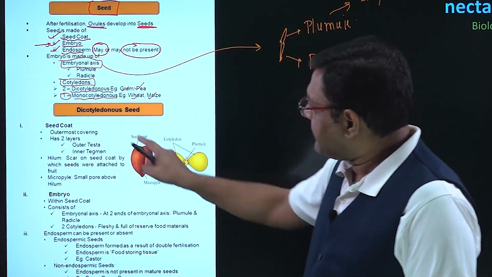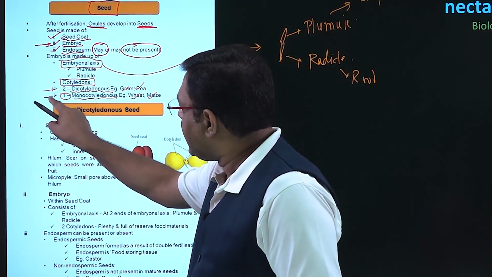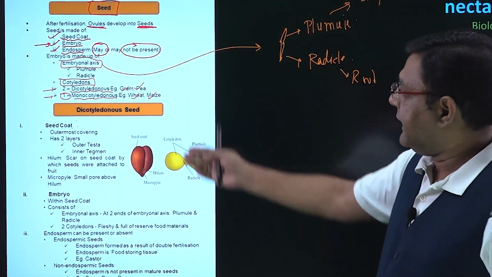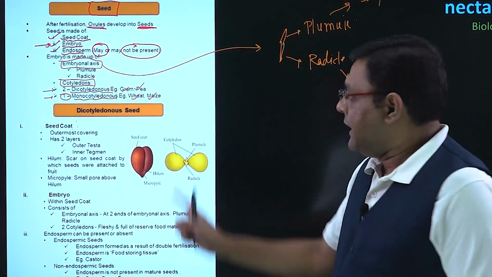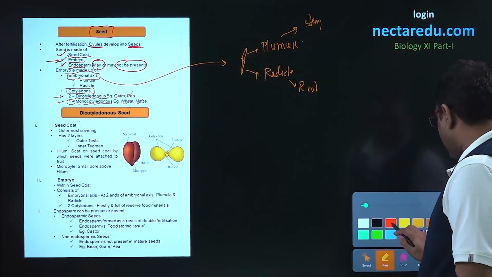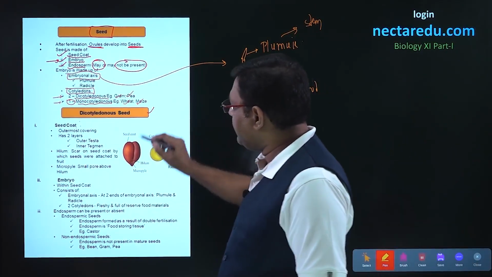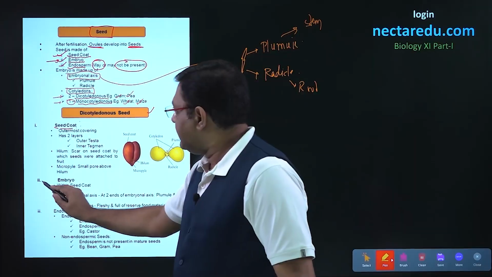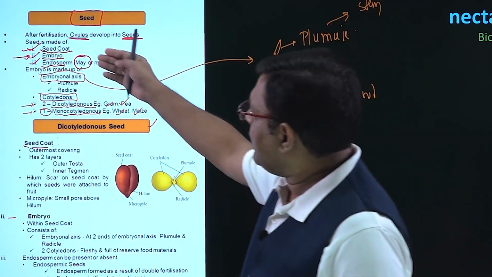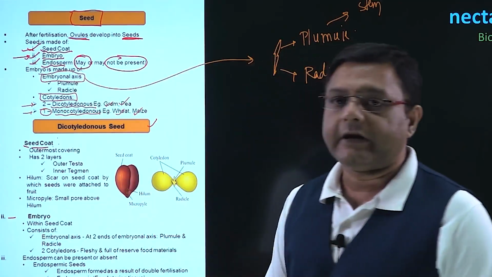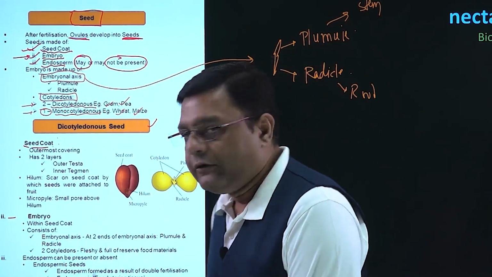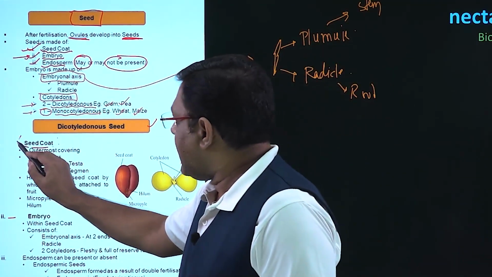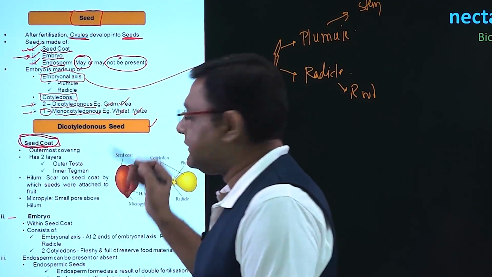So, we can say that there will be difference in the structure of dicot seed and monocot seed. First, we will look into the structure of dicot seed. If we talk of the structure of dicot seeds, the first part will be seed coat. The second part will be embryo. Embryo will have embryonal axis and cotyledons, and finally there will be endosperm which can be present or which can be absent. Talking of the outermost covering, that is the seed coat.